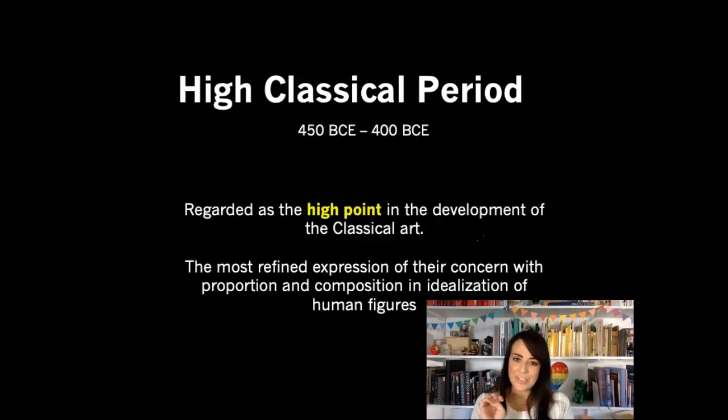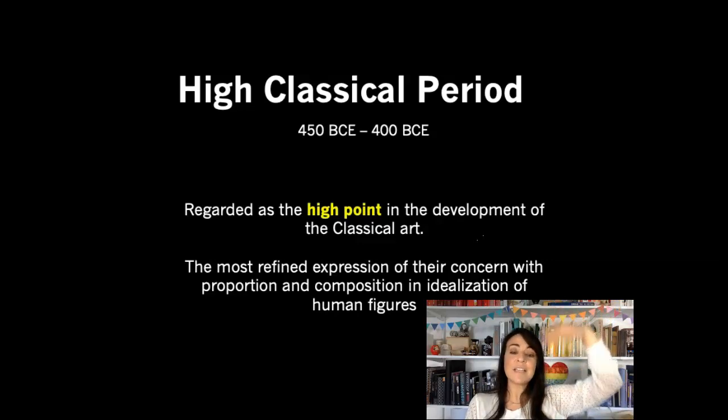Okay. So now we're going to change up our period style just a little bit. We're still in the classical world, but we're very specifically in a period that art historians call the High Classical period. And this period is just a 50-year chunk of time from around 450 BCE to 400 BCE. And why is this called the High Classical period?